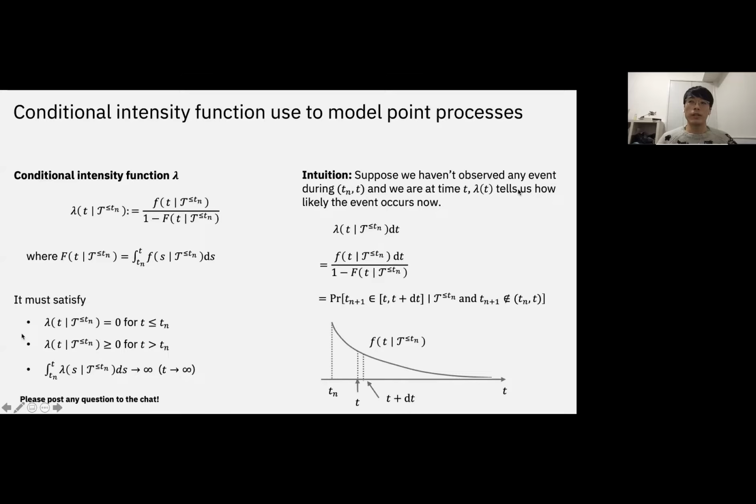However, in the theory of point processes, it is a common practice to use a conditional intensity function rather than a probability density function to specify a point process. And the conditional intensity function, lambda, is defined by this equation. Lambda equals the probability density function over 1 minus the cumulative distribution function.